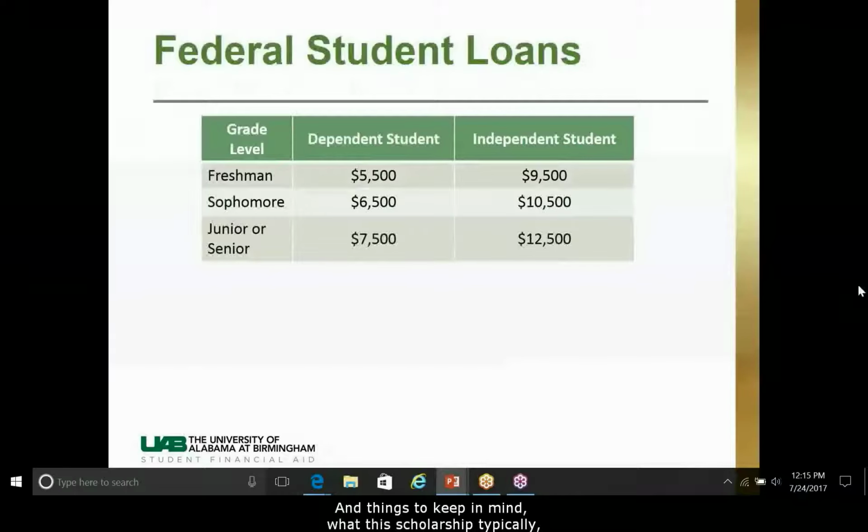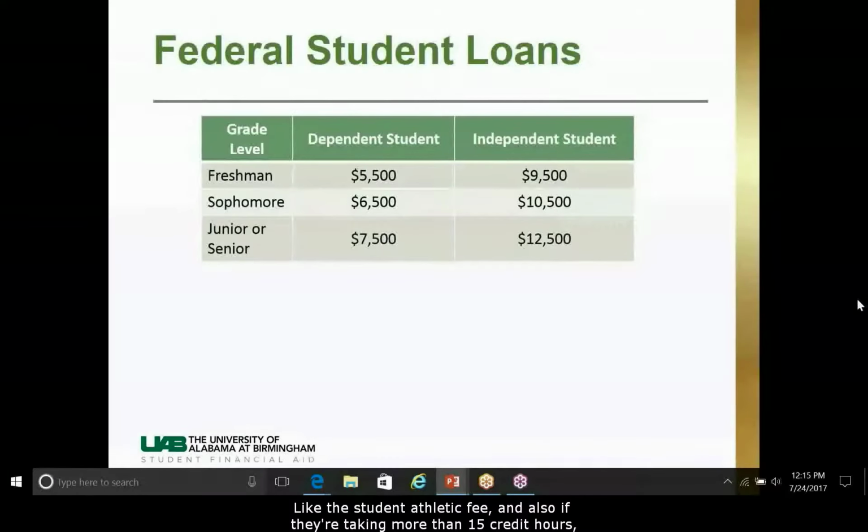Things to keep in mind: tuition and fee scholarships typically don't pay anything that is not an academic fee, like the student athletic fee. They also don't pay the tuition charges associated with additional hours if the student is taking more than 15 credit hours.